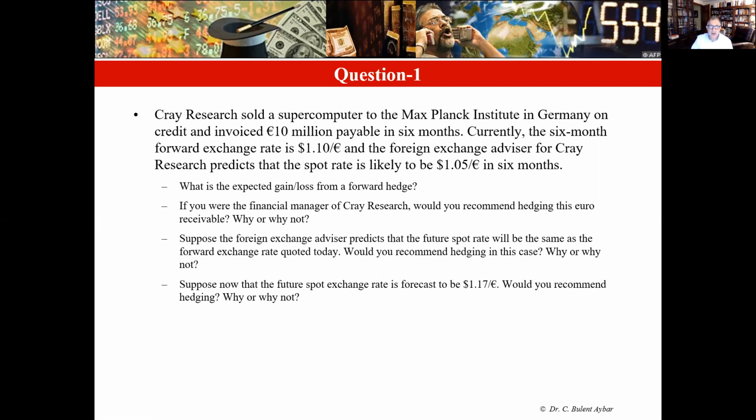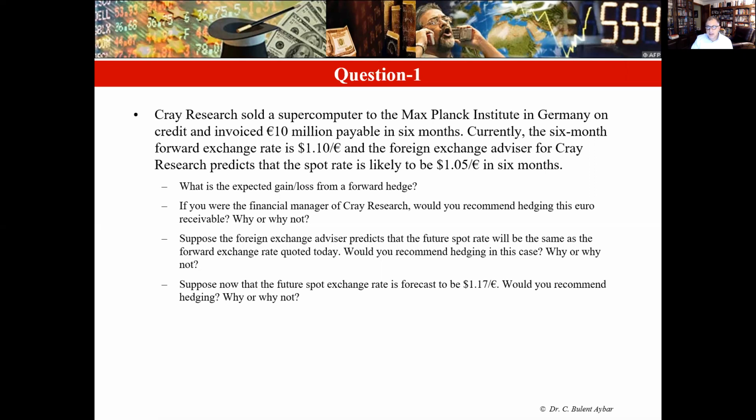Currently, the 6-month forward exchange rate is at $1.10 per euro, and the FX advisor for Cray Research predicts that the spot rate is likely to be $1.05 per euro in 6 months. So this is the company's expectation. So with this expectation, if the company does nothing, and if really the expectation proves to be the case, the company will be able to clear about $10,500,000 from this sale.